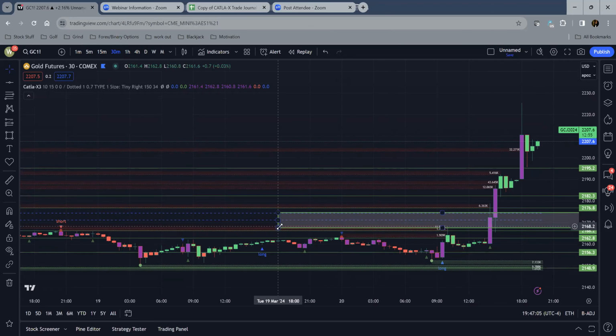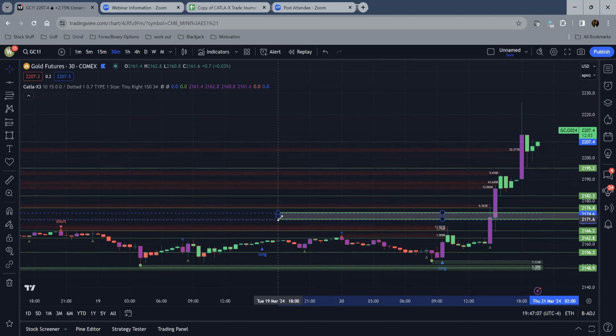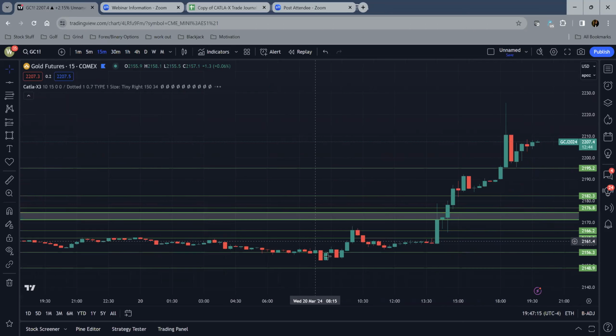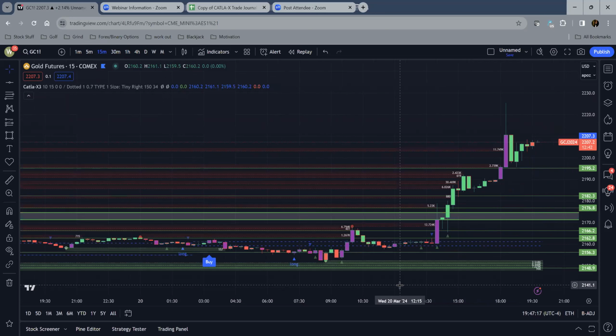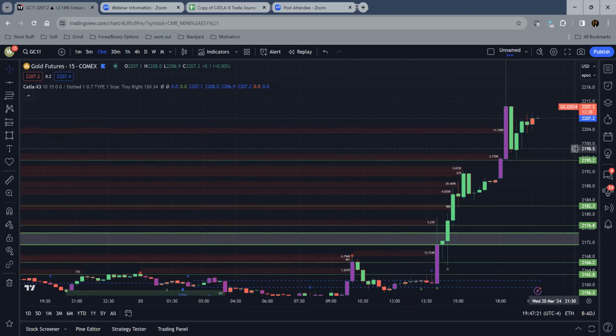30-minute time frame is a little smaller, so I can refine it. Yes, you can. Yes, it is fine that you can extend it past where it stops.